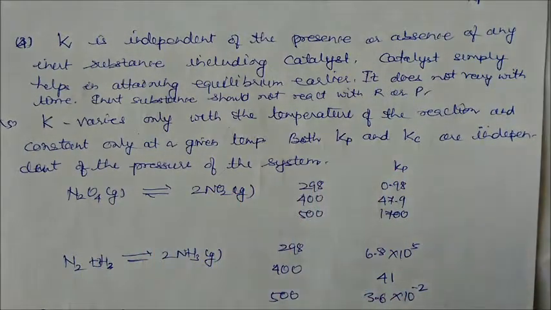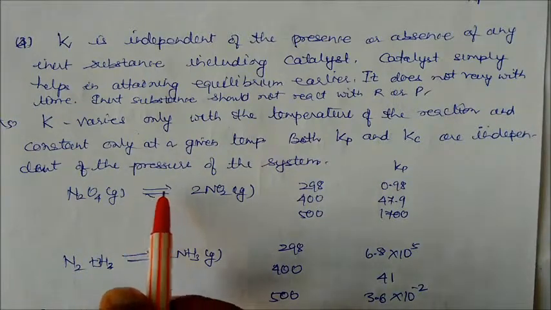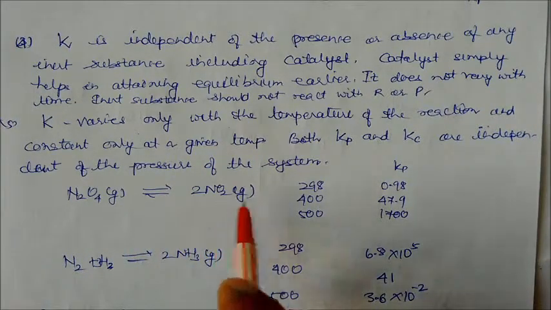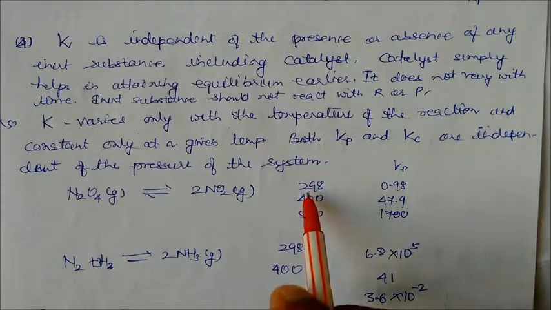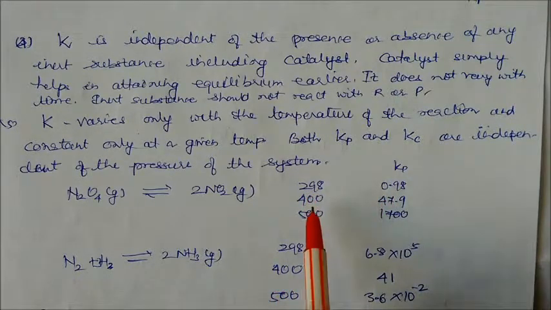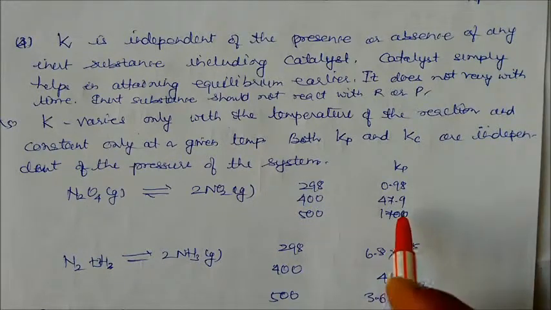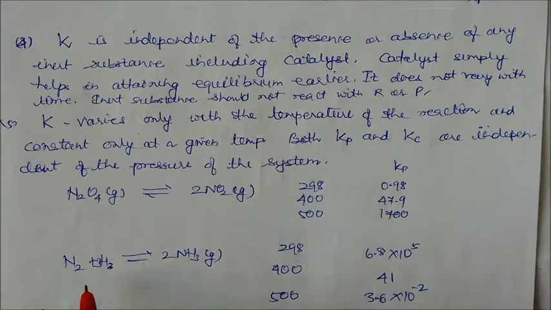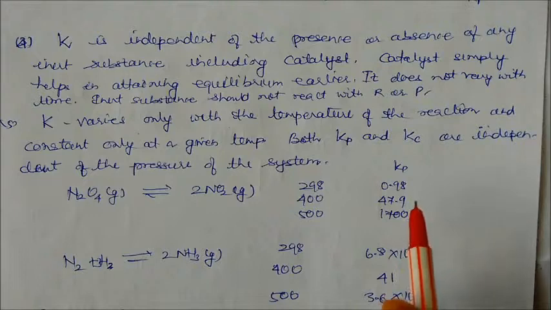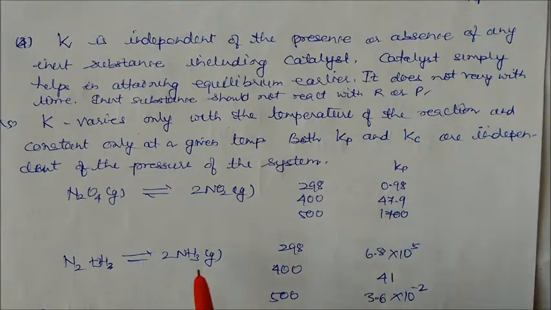Take the example of N2O4, which undergoes dissociation to two molecules of NO2. We can see at 298 Kelvin the value is 0.98, and at 400 it is 47.9. If you increase the temperature further, it becomes 1700. So Kp is increasing. Similarly, in the case of formation of ammonia, you can see the value of Kp at 298 Kelvin, but if you increase the temperature, it decreases. So if you increase the temperature, Kp may decrease or increase. It depends upon the type of equilibrium.